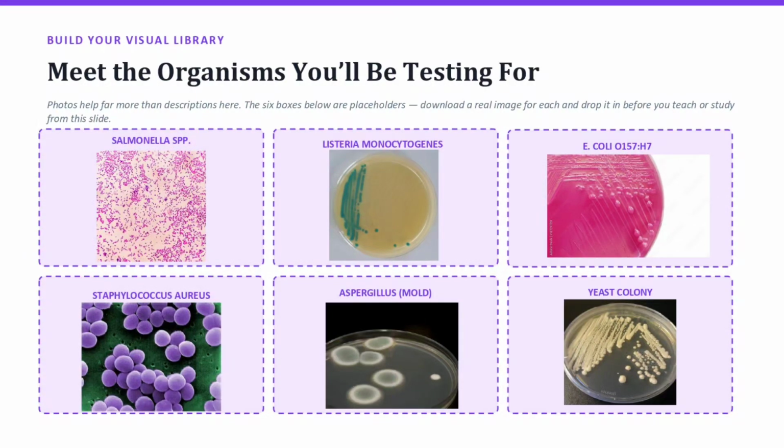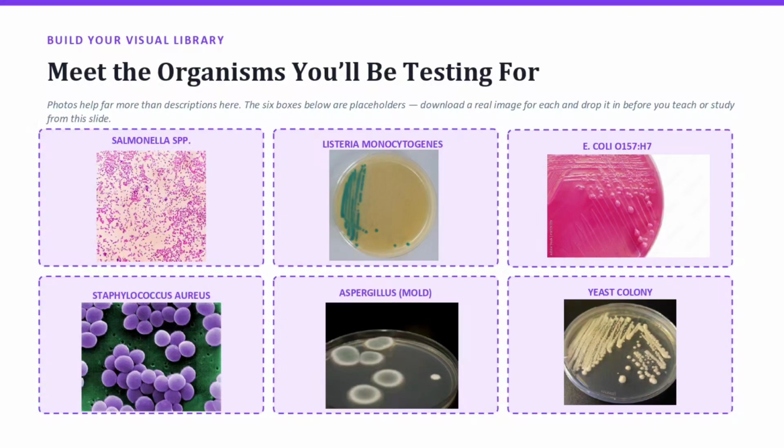Now Listeria monocytogenes. Notice the short rods, and if you are looking at a colony, how it presents on Oxford agar. Now E. coli O157:H7. Notice the rod shape, or, if you are looking at a colony image, how it appears on selective media like MacConkey or CHROMagar.